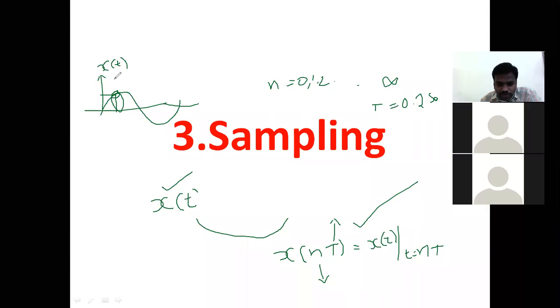Whatever contents I am explaining have already been seen in chapter number 1. So the basic definition is, sampling is nothing but the process of converting continuous time domain signals to discrete signals. What is the need, or why do we need to convert the continuous time domain signals to discrete time domain signals?